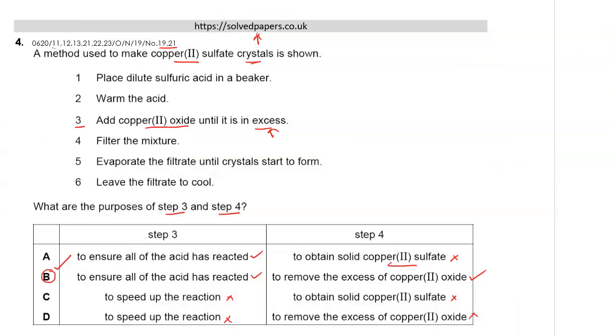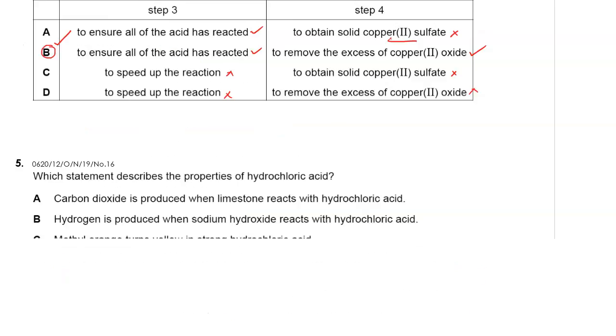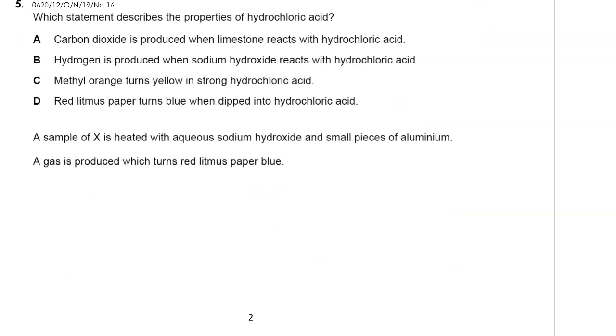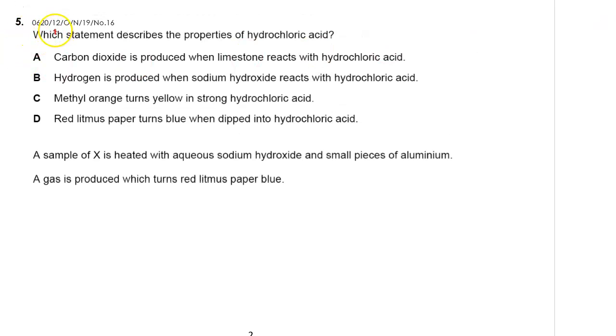Very good, very well. You can proceed to question number 5. Question number 5 is set from variant 1-2, and this is question number 16. Which statement describes the properties of hydrochloric acid? Hydrochloric acid is a mineral acid, a strong acid. It undergoes total dissociation in solution.